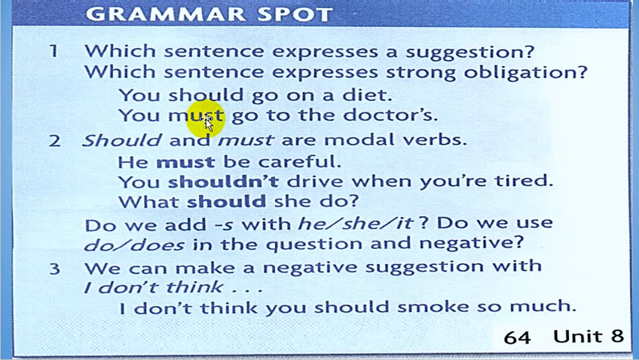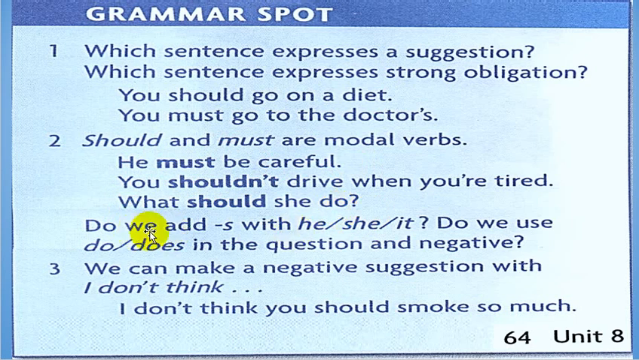Number 2, using must is strong obligation. Should and must are modal verbs. We already said that. He must be careful, because we said the modal auxiliary verb helps the other verb, the main verb of the sentence. So here, be is the main verb. He must be careful. You shouldn't drive. What should she do? Should and do. Okay.